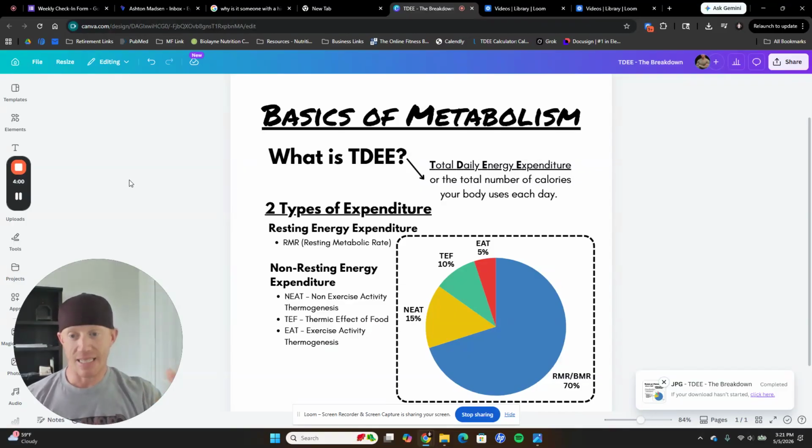So guys, this is the basics of metabolism. So your BMR makes up 70% of your total daily energy expenditure, followed by your non-exercise activity thermogenesis. So again, by simply increasing the amount of steps you're taking on a daily basis, I think it falls into this category. The thermic effect of food. So by eating foods that require more energy to digest, like protein, this is going to increase the thermic effect of food in your body. And then lastly, the exercise activity thermogenesis.